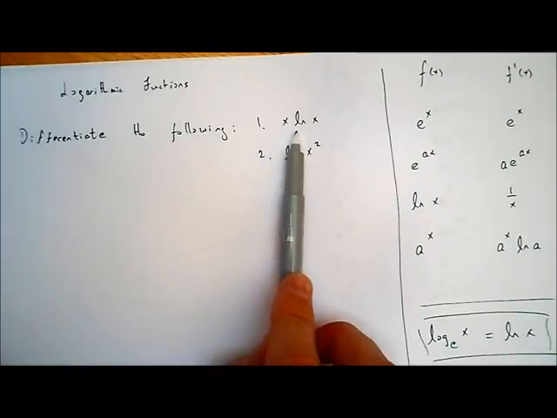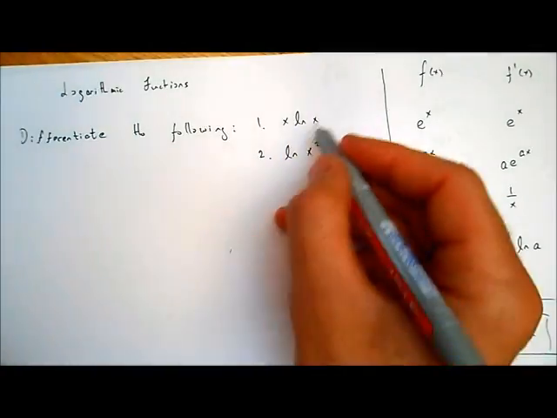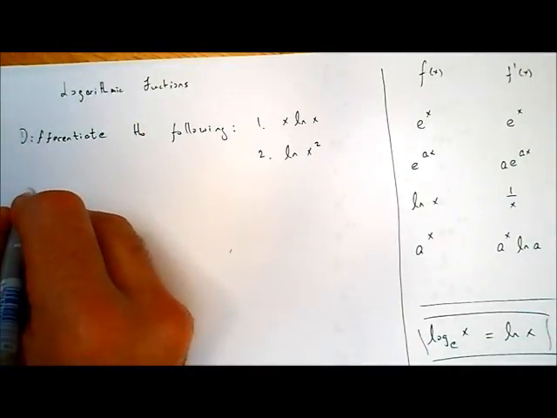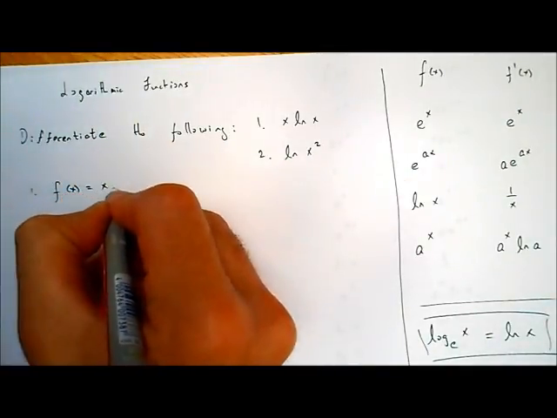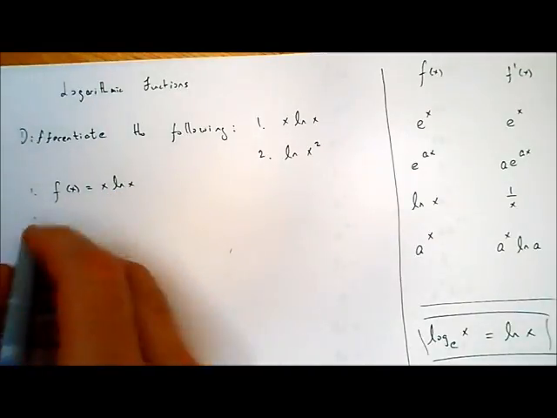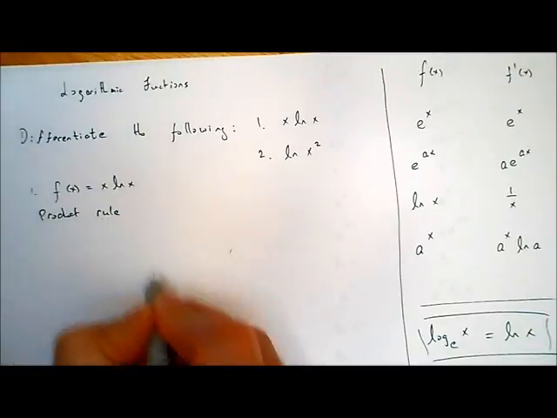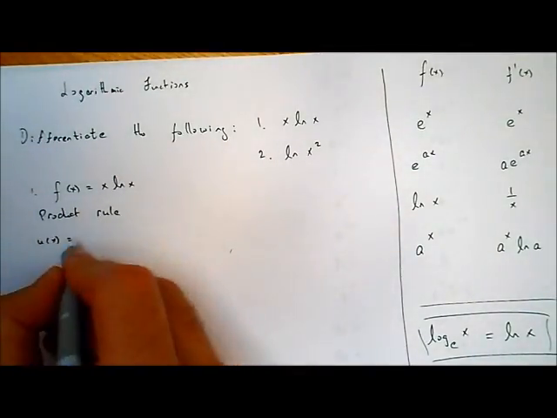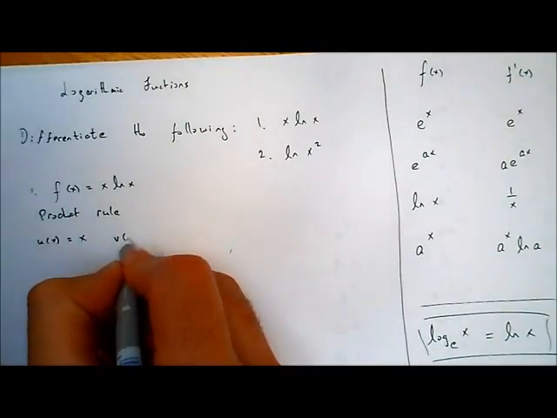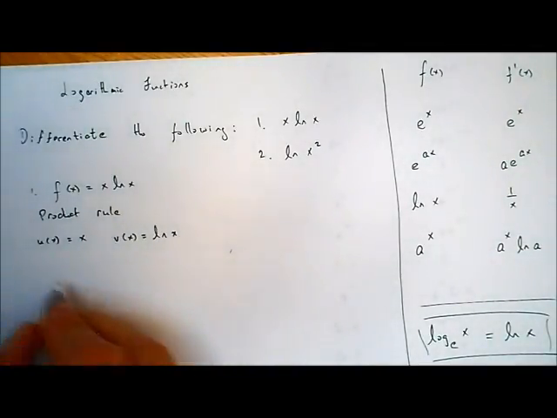The first one, x multiplied by ln x. You should notice by now that we have a product here. So let's say f of x is equal to x ln x. We have a product, so we're going to use the product rule. By the product rule, we say u of x is equal to the first part of the product, x, and v of x is equal to the second part, the natural log of x.